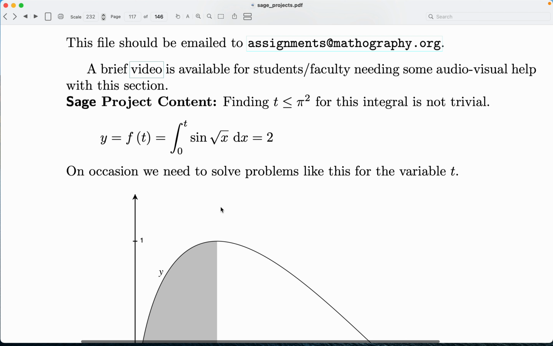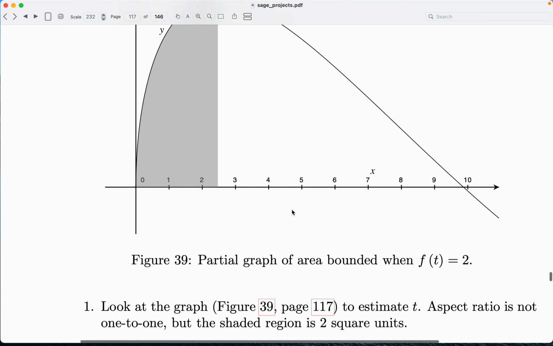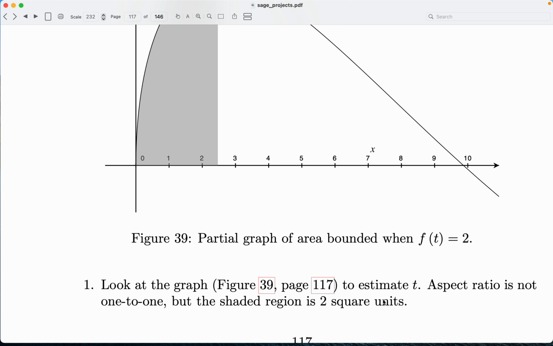One way to visualize problems is to learn how to use a computer. What application am I using here? I'm actually using an application called Grapher to do that. I'm not using Sage to do it. But anyway, it's got a picture. What does it say? Look at the graph, estimate t. The aspect ratio is not 1 to 1.